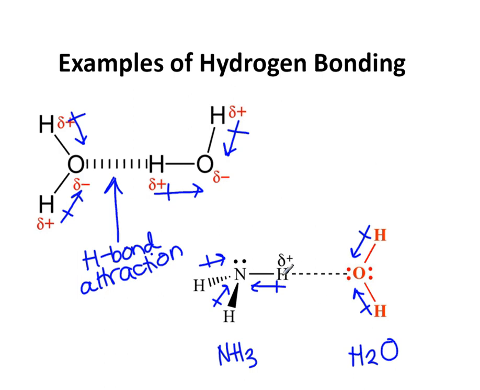And then we can see here, hydrogen's bonded to nitrogen. This hydrogen's going to be attracted to oxygen. In this case, it also happens to be bonded to a hydrogen. So you can have dipoles between two different substances that are attracted to one another, and you get that hydrogen bond attraction as well.